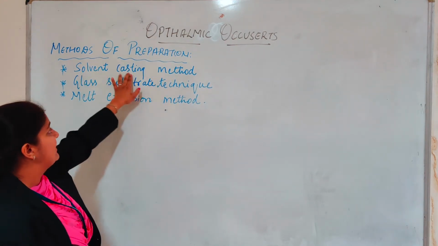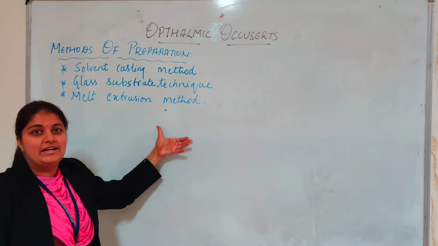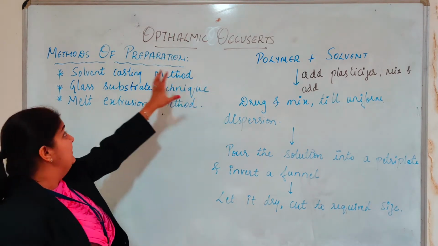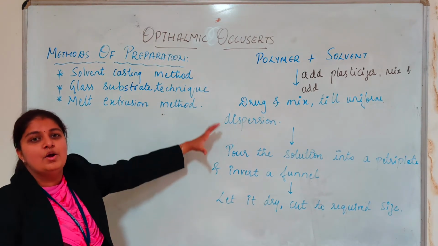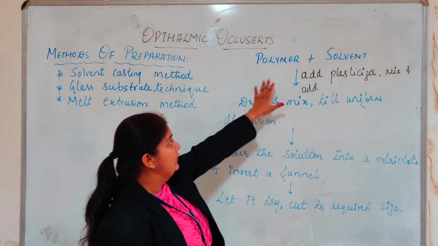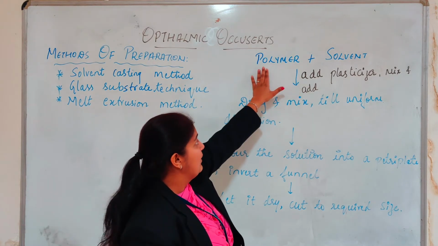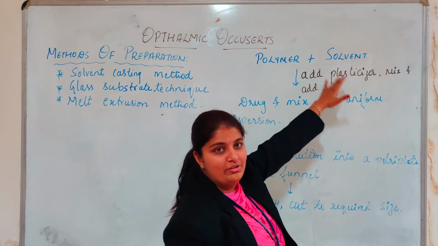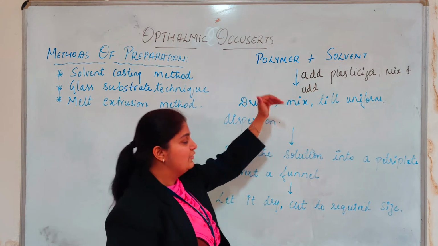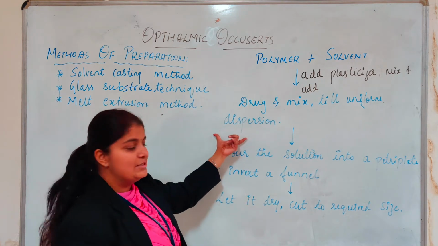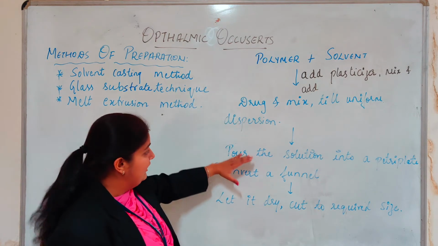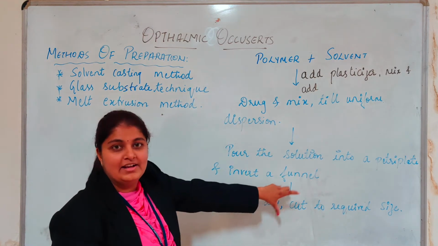Coming to the first method, the solvent casting method. We will deal with that in the form of a flowchart. So this is the flowchart of the solvent casting method. The solvents we use in this method are usually volatile solvents like ethanol. What we do here is we weigh the required amount of polymer and add solvent to that. Later we mix it together. To that we add plasticizer, mix it, and then add the drug until a uniform dispersion is obtained. Once the uniform dispersion is obtained, we pour the content into a petri plate and invert a funnel on the petri plate.